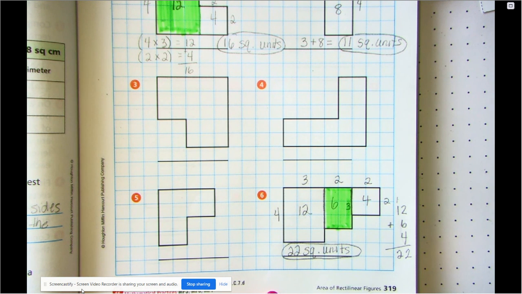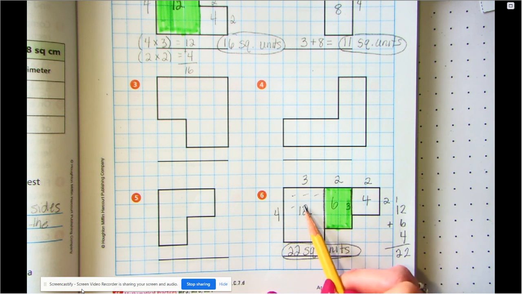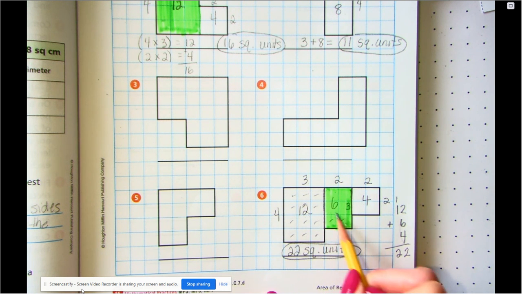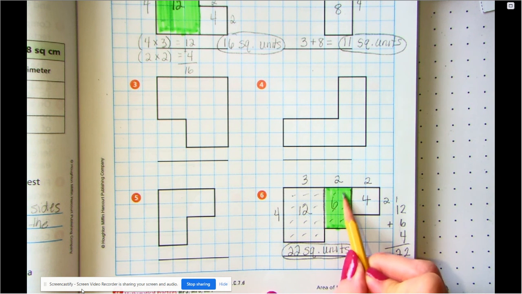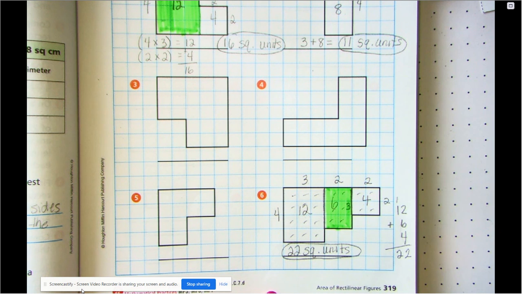I can check myself and go back and count all the squares. 1, 2, 3, 4, 5, 6, 7, 8, 9, 10, 11, 12, 13, 14, 15, 16, 17, 18, 19, 20, 21, 22. So I know that I did my multiplication and my addition correctly because I got the same number as when I added up all the areas.